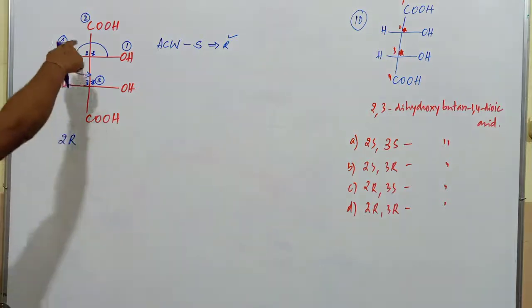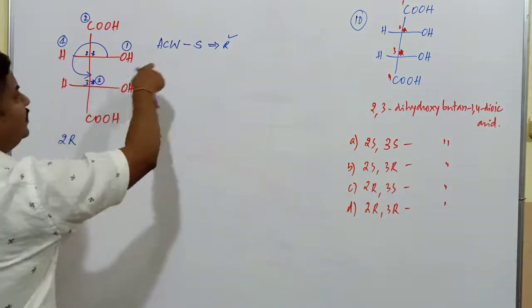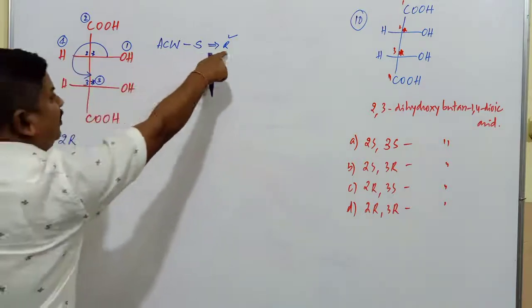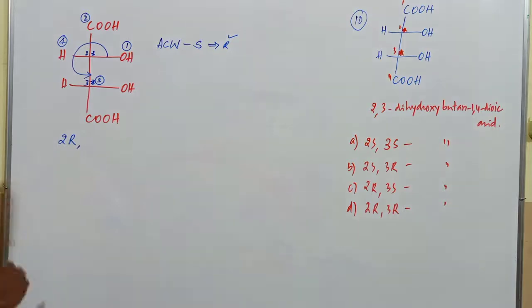This is in anti-clockwise direction. Anti-clockwise means it is going to be S, but hydrogen is in horizontal position. It should be taken as R. So with respect to the second carbon atom, the isomer is going to be 2R.